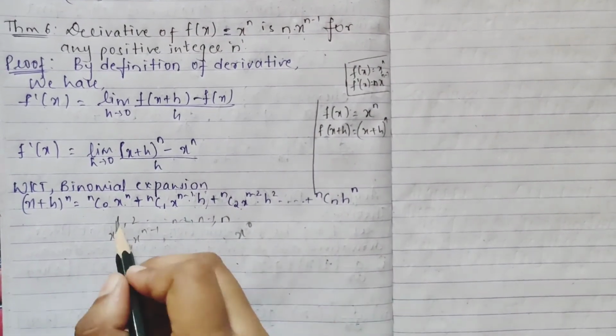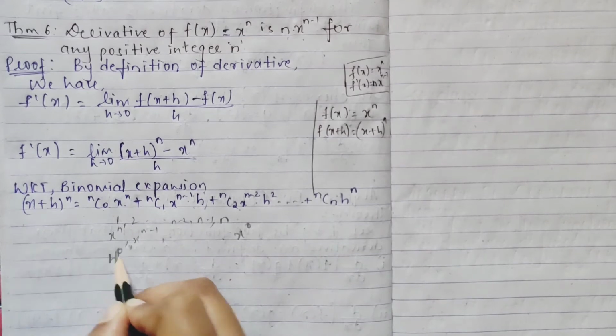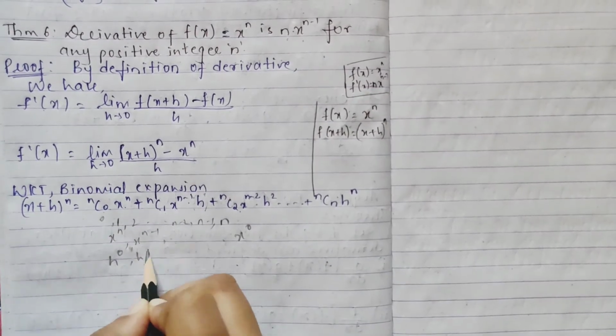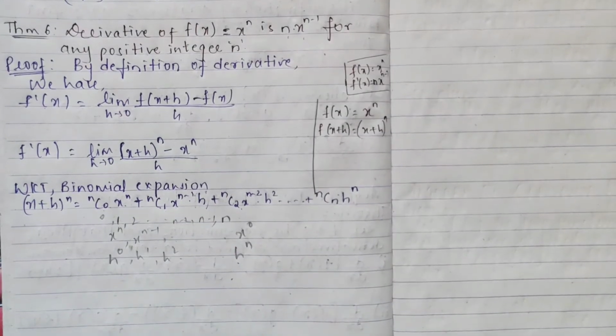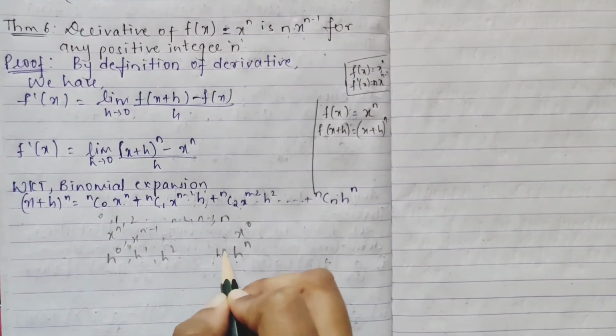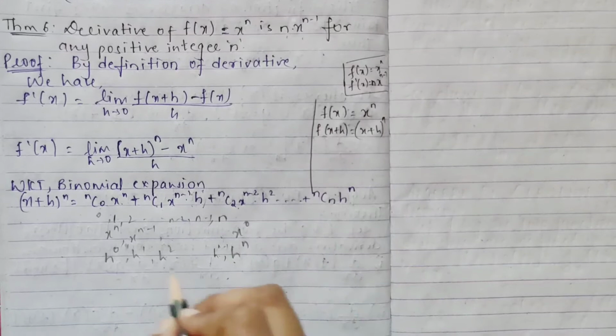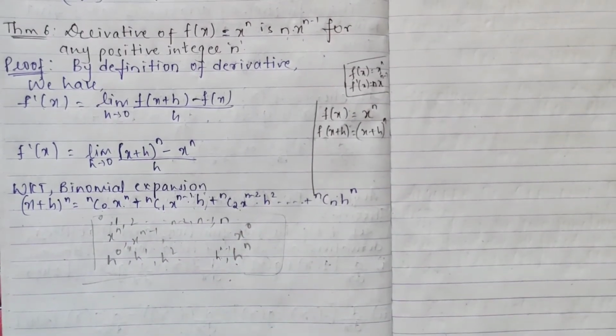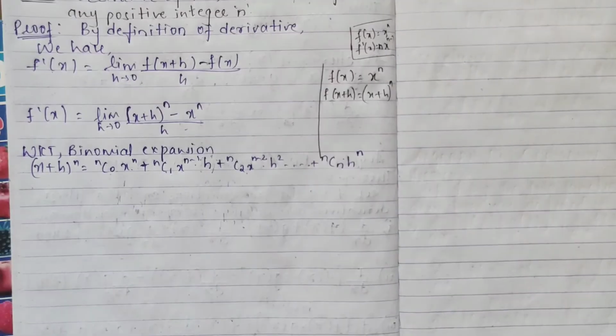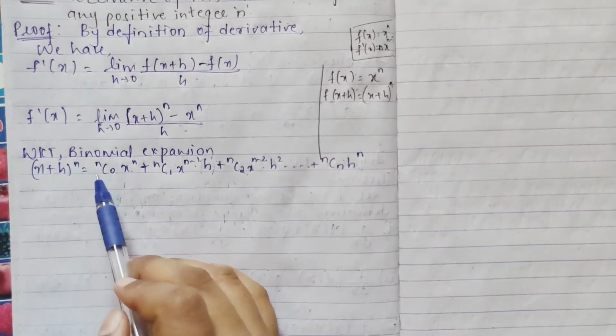And h, how is it going? h is going the same way, h raised to 0, h raised to 1, h raised to 2, so on up to h raised to n. Before this there was h raised to n minus 1, before this, like this. So in terms like this it is running. So the binomial expansion of (x plus h) raised to n is this.